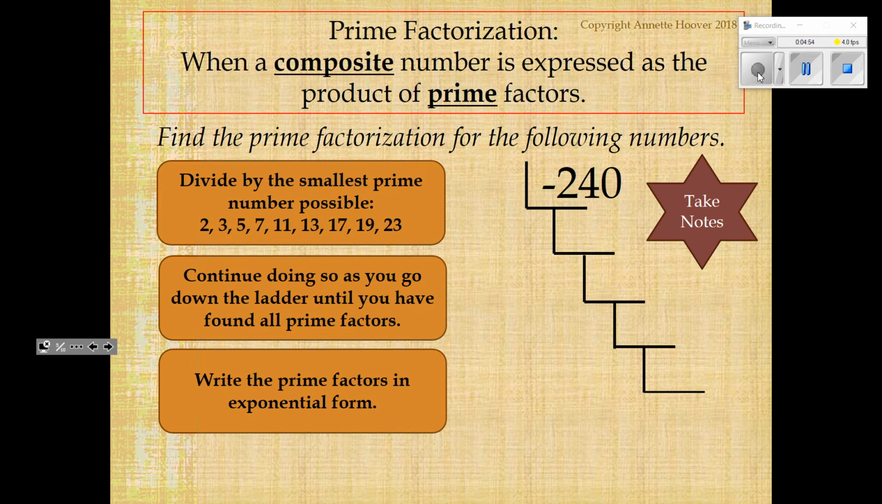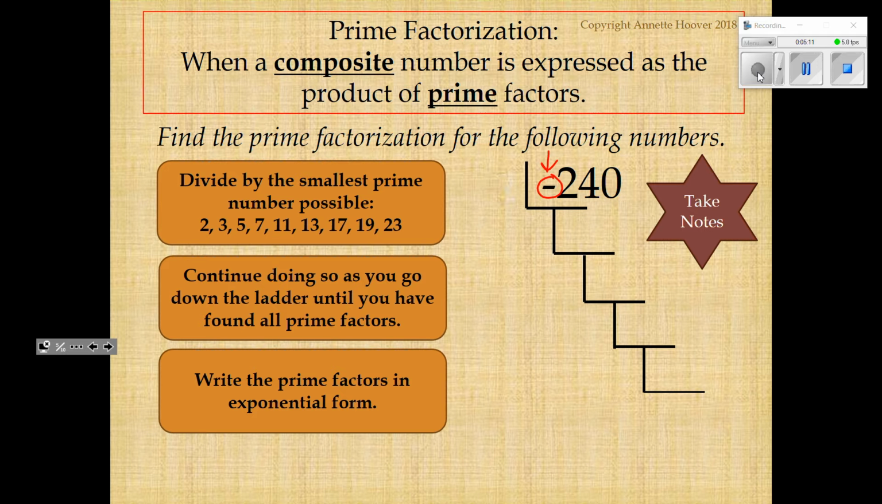Okay, we're just going to keep practicing on this. Now, if the number is negative, right here you see a negative. The first thing you're going to do is divide it by a -1 to get rid of the negative. I'm going to do that at the end. But you will have to have a -1.